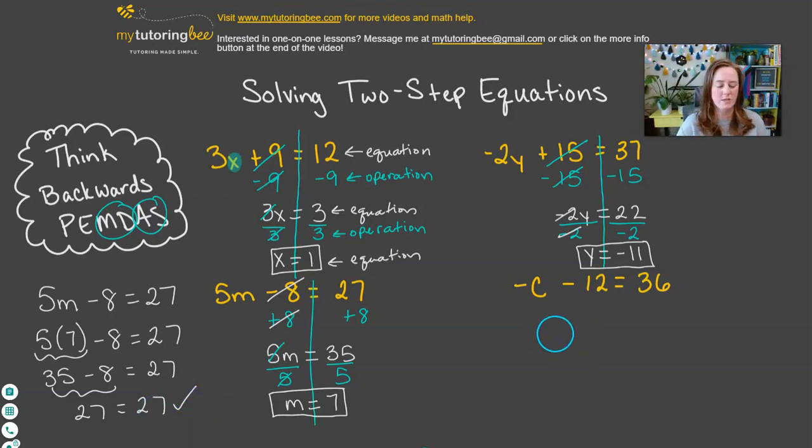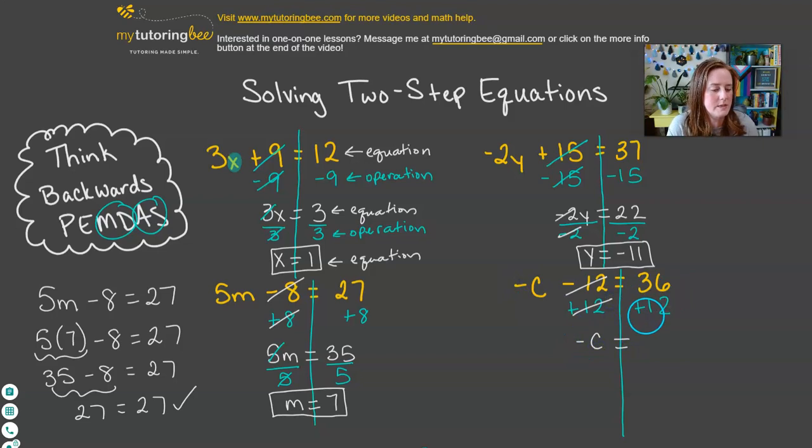All right, let's move on to this last problem here on this page. We have negative c minus 12 equals 36. All right, let's go ahead and draw our line down through our equal sign. Here is our variable. We've got a negative out in front of it, and then 12 is being subtracted from it. So we know that we need to undo that subtraction first, and we are going to add because that is the opposite. Okay, so that cancels those out, and so we're left with negative c equals, and then 36 plus 12 gives us 48.